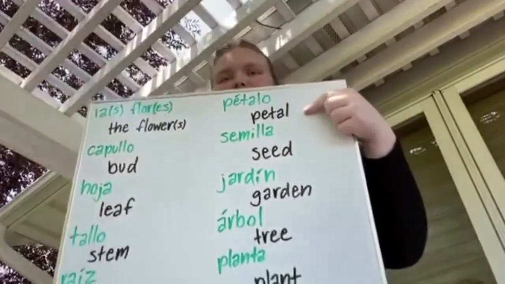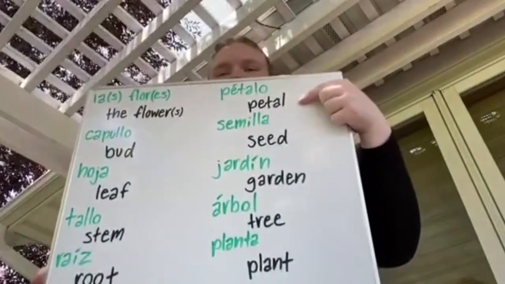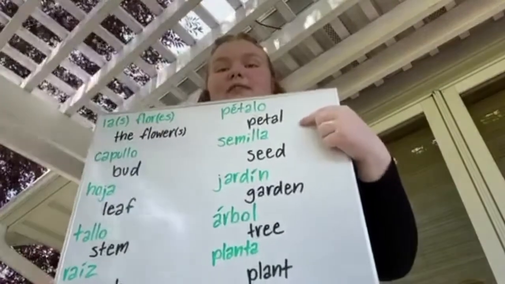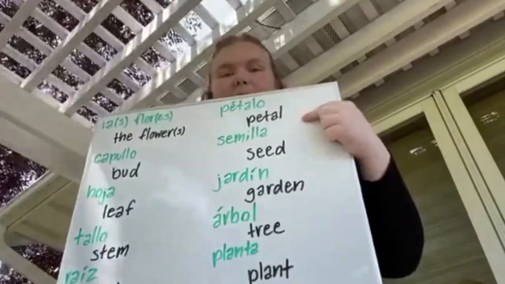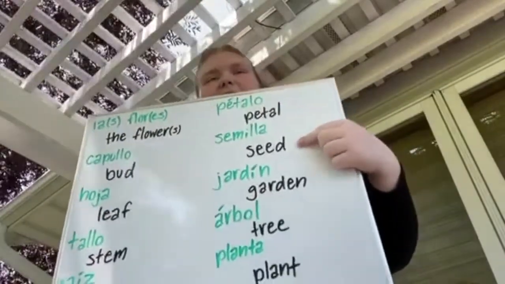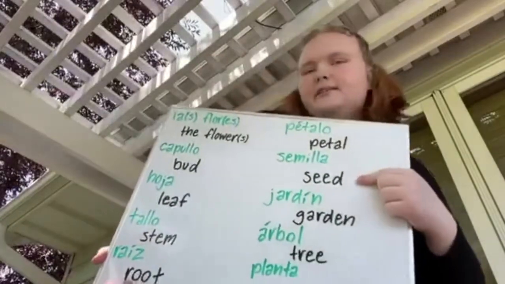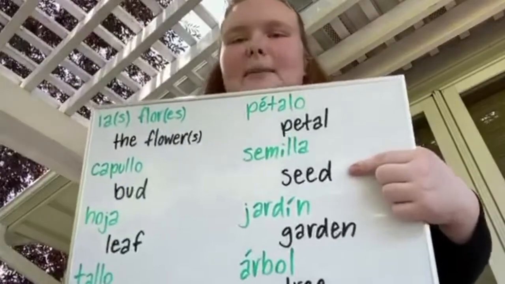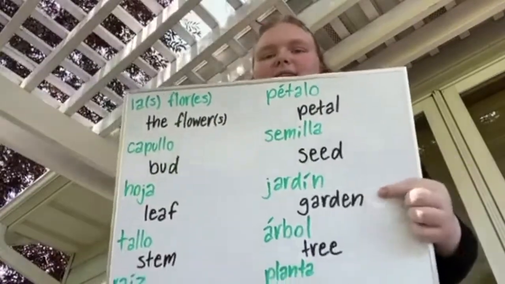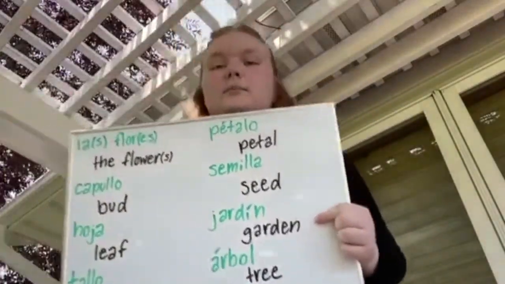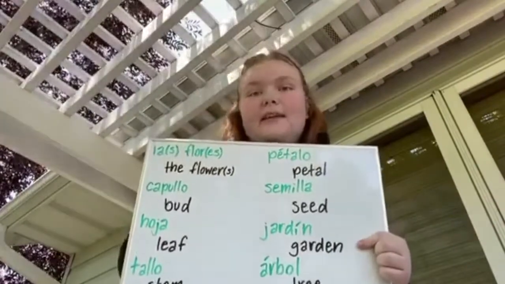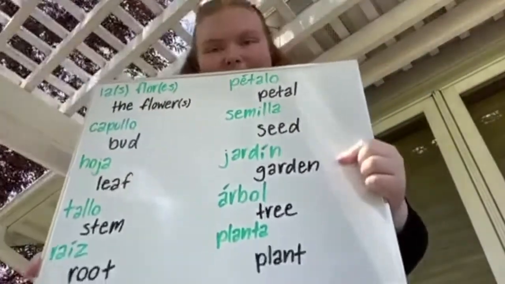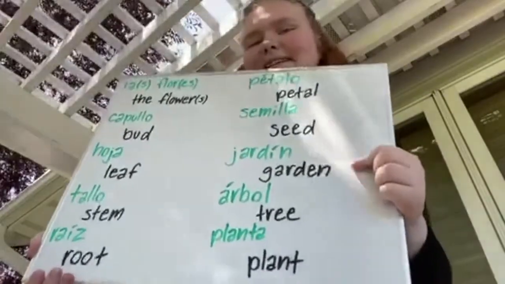Petal, like on flowers, is pétalo. You just put an O at the end and an accent. Pétalo. And then seed. So if you are going to plant a seed to grow a tree or a flower or whatever, that is semilla. And then if you have a garden, multiple plants and or flowers, that is jardín. So again, the J, H, jardín.